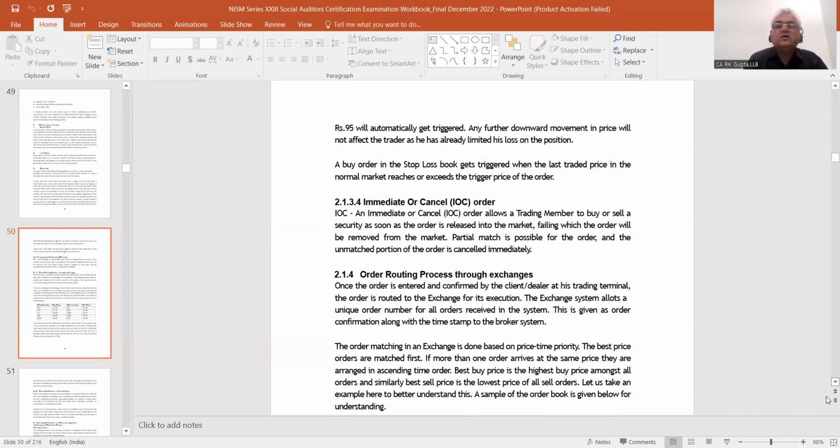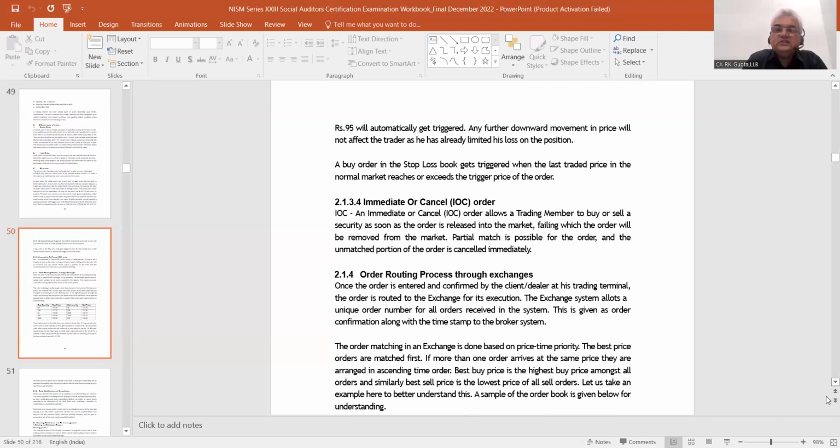A buy order in the stop loss book gets triggered when the last traded price in the normal market reaches or exceeds the trigger price of the order. So a buy order will naturally be like this, because you might like to buy at the lowest price. A buy order in the stop loss book gets triggered when the last traded price in the normal market reaches or exceeds the trigger price of the order. That is, I don't want to buy above this price.